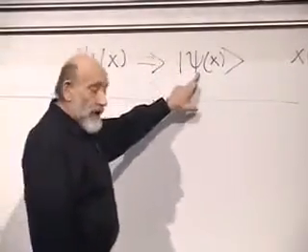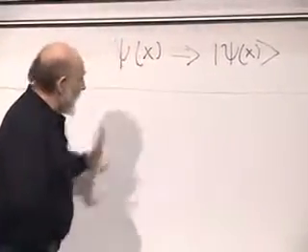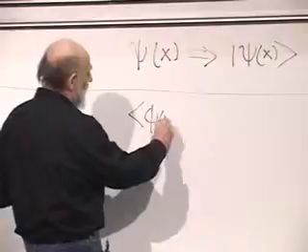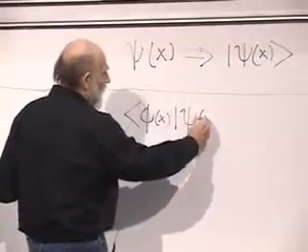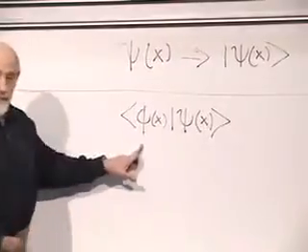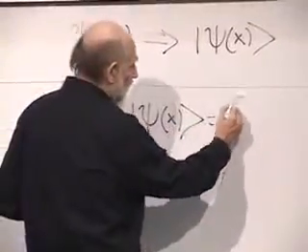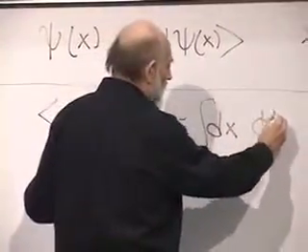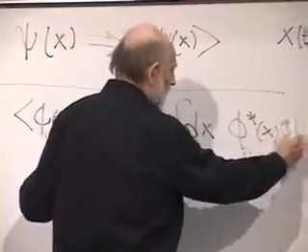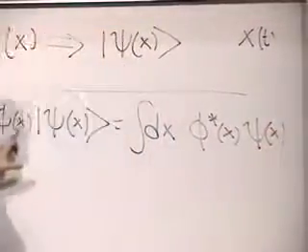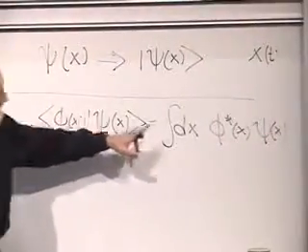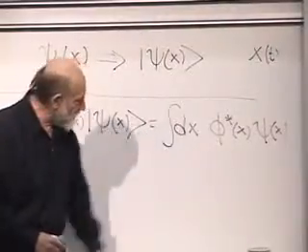We can take inner products of these vectors. Let me remind you of the rule. If I have two functions, phi of x and psi of x, then the inner product between them is just the integral over the line, dx, of phi star of x, psi of x. Why phi star of x? Because phi is the bra vector, psi is the ket vector. So whenever you have a bra vector, it always corresponds to some complex conjugation.